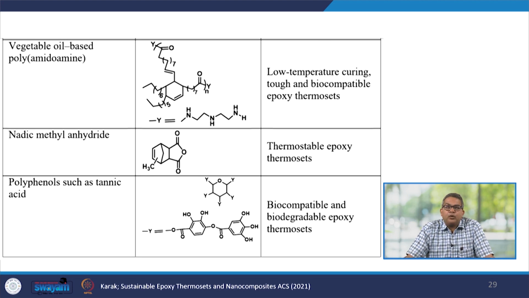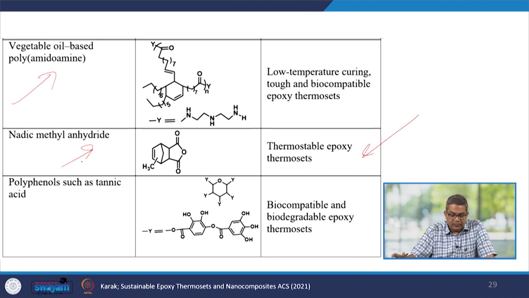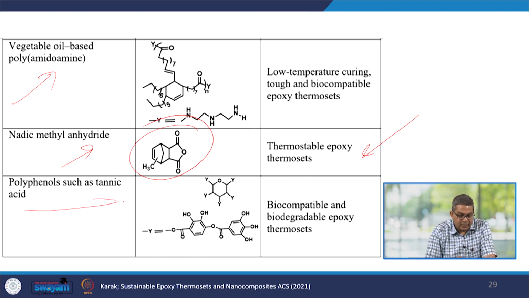Similarly, if we are looking for low temperature curing, which may be tough and biocompatible epoxy thermosets, then vegetable oil based polyamide can be used. And if we are looking for thermostable epoxy thermosets, then nadic methyl anhydride can be used, which has the structure like this. And if the application involves biocompatible and biodegradable epoxy thermosets, then polyphenols such as tannic acid can be used.